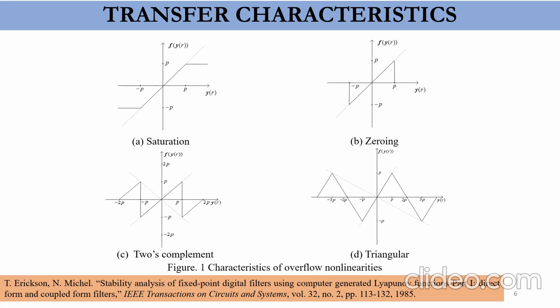Now, zeroing characteristics. When it reaches the overflow level P, it comes back to the zero axis line. That is why it is called zeroing characteristics. Similarly, two's complement oscillates between the negative and positive axis. For a positive result, it goes to negative. For a negative result, it goes to positive. For triangular characteristics, it follows a triangular fashion. This kind of characteristics has been reported in Ebert and Michael's stability analysis of fixed point, in a research paper published in IEEE Transactions on Circuits and Systems.